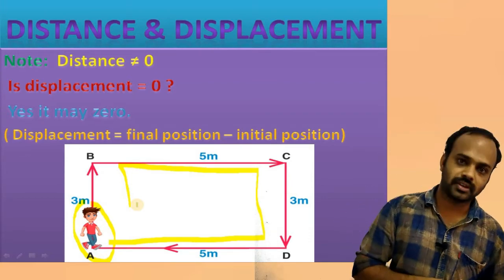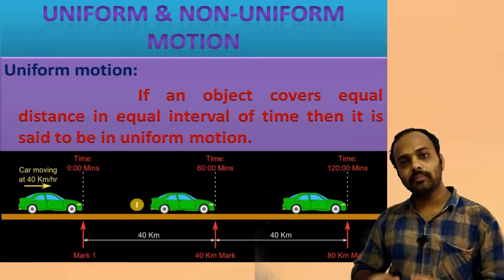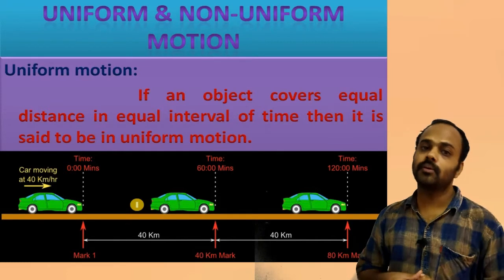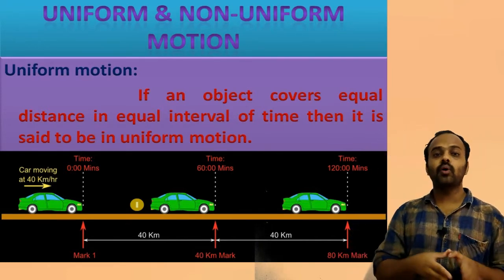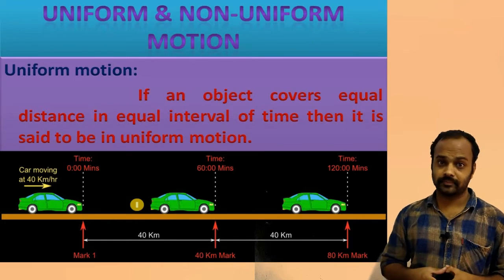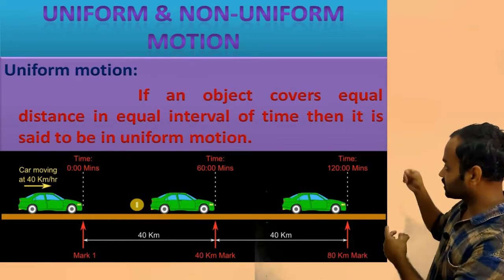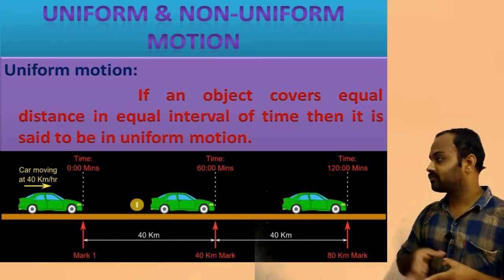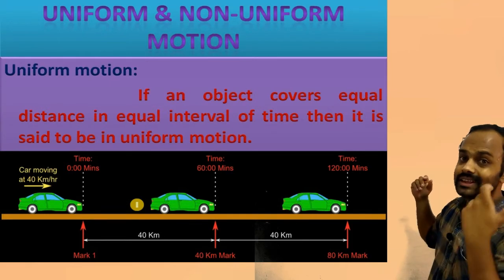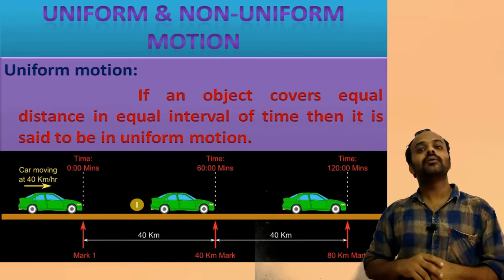Okay students, we will move to the next concept, that is uniform and non-uniform motion. Then what is uniform motion? If an object covers equal distance in equal interval of time, then it is called uniform motion.